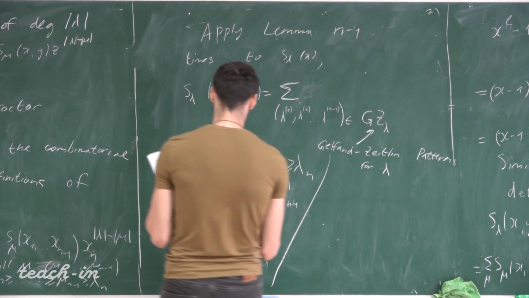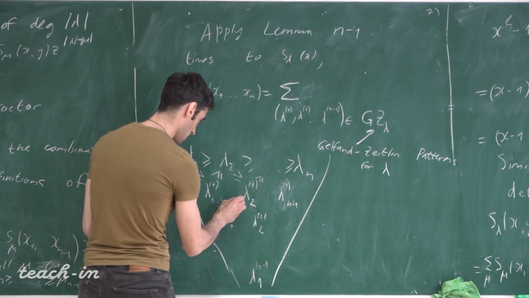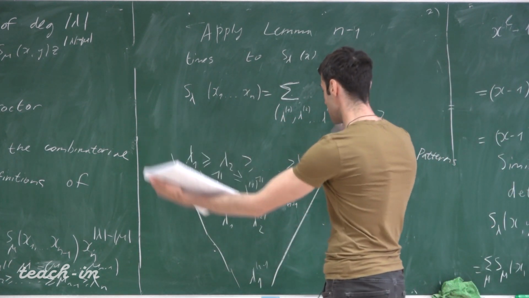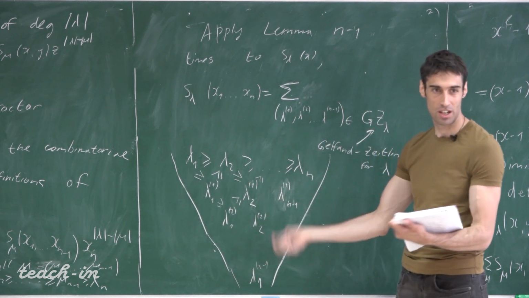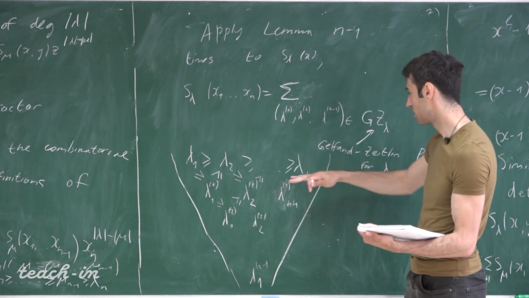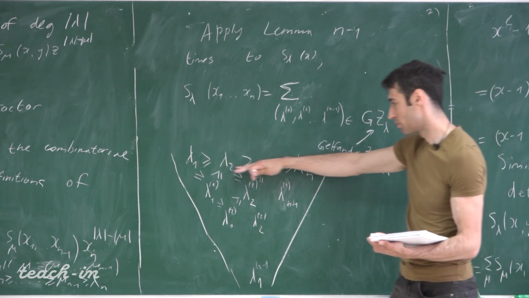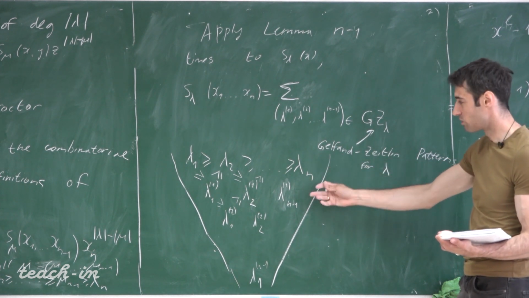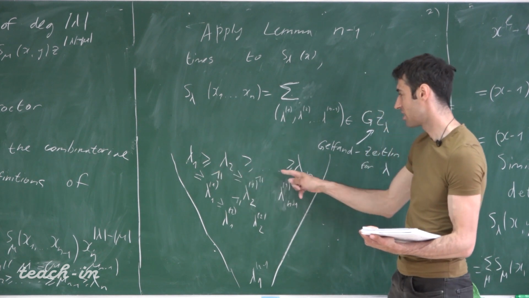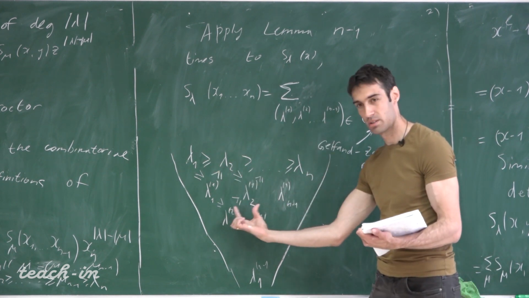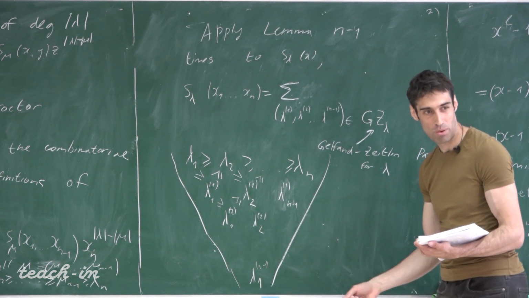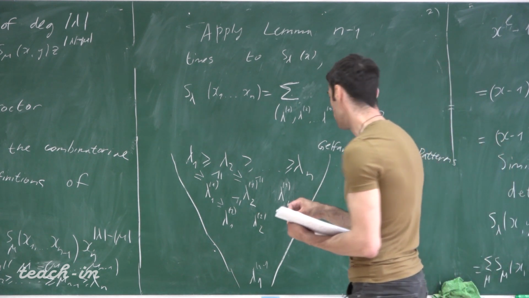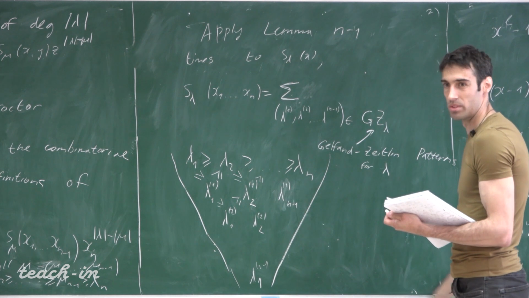So this one as well, it's like that. Yeah, so one data of numbers like that is called a Gelfand-Zeitlin pattern corresponding to lambda. Lambda is the first row. And then you consider all combinations like this. So this one sits in between the previous row, this sits in between the previous row, and so on. All possible combinations of such things. So this is the set of all Gelfand-Zeitlin patterns corresponding to lambda.